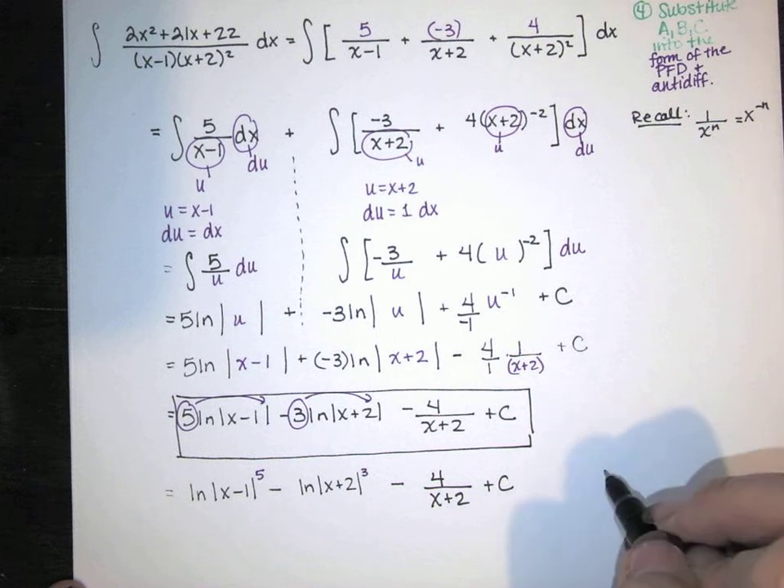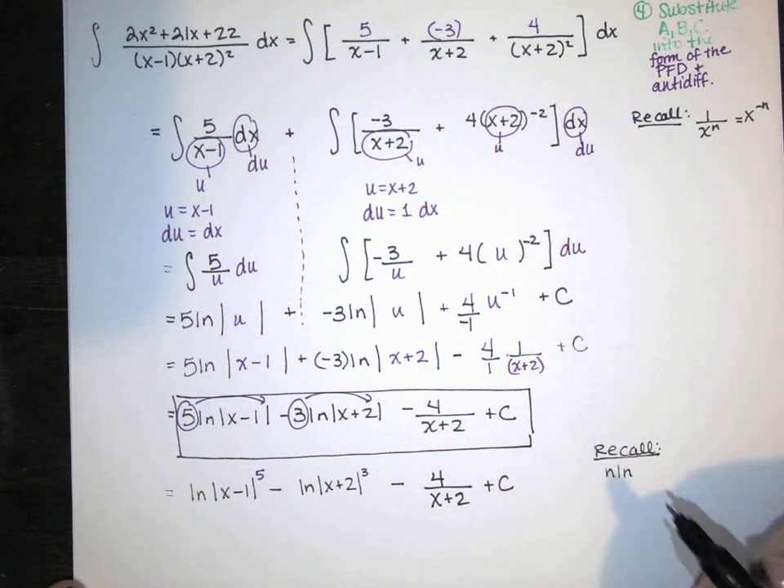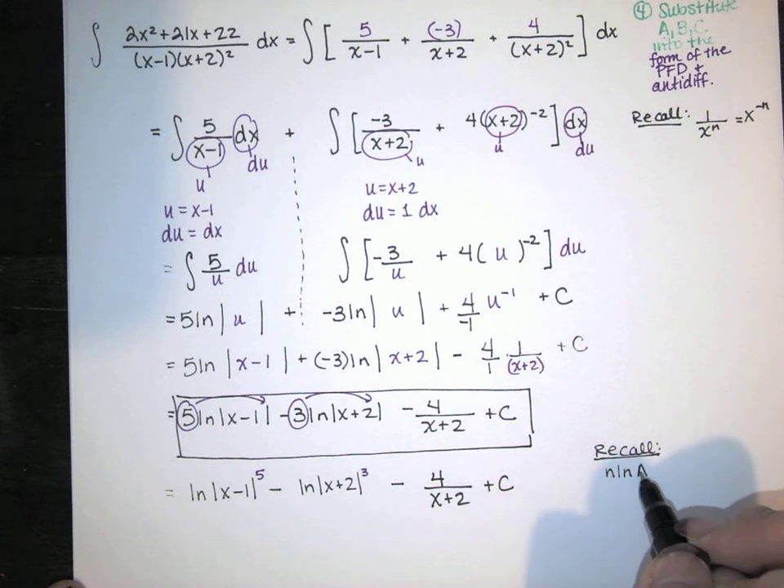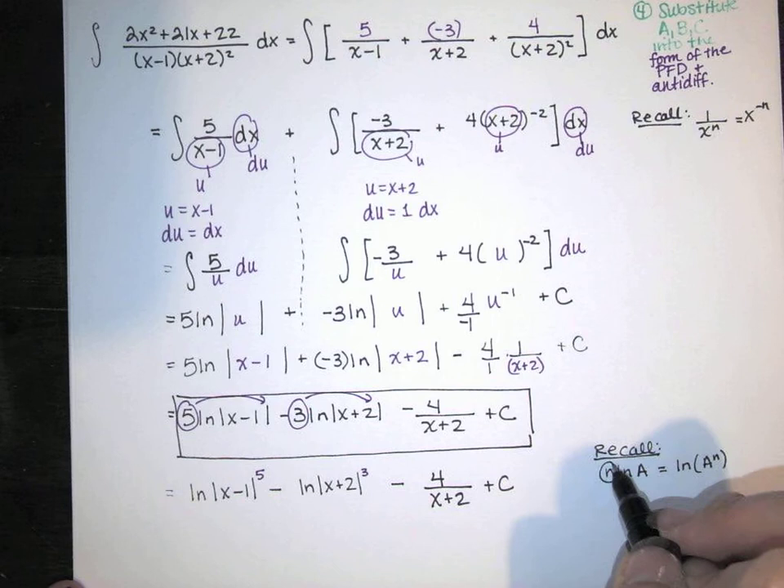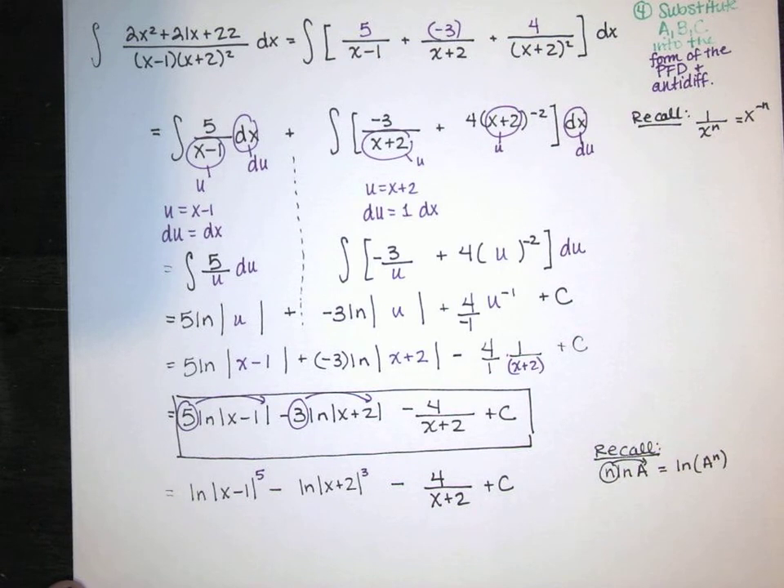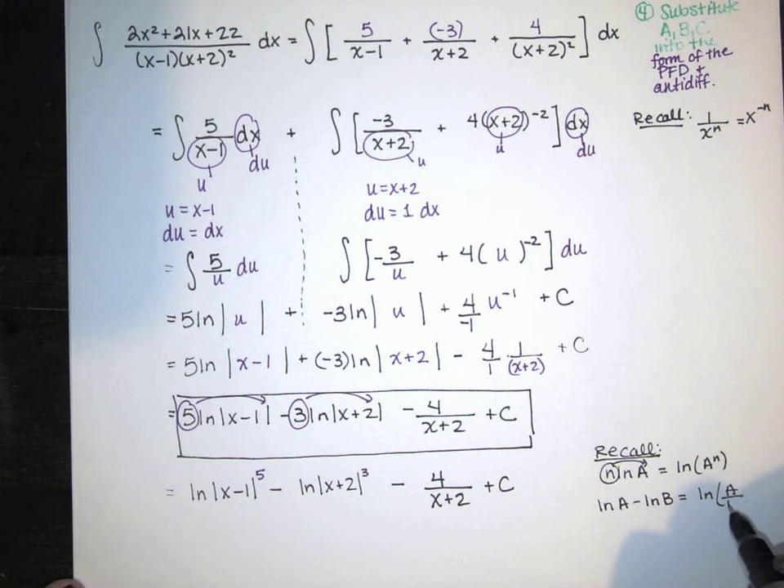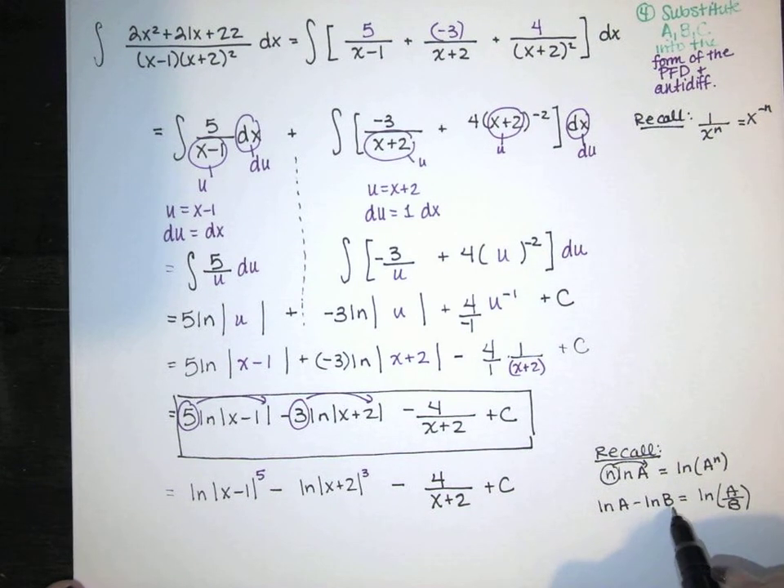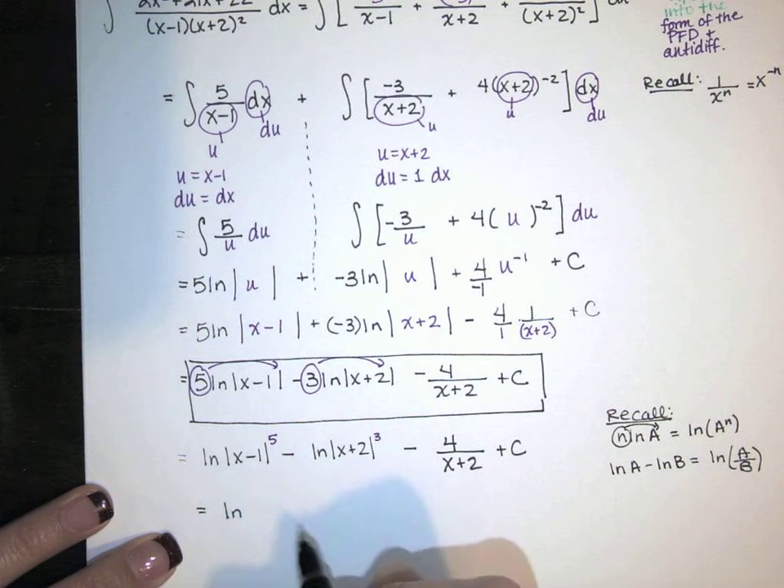And that's because I'm using this rule. If I have n times natural log of a, that's natural log of a to the n, you can bring that n inside and make it a power. And this is a difference of 2 logs now. Back in algebra you learned that log of a minus log of b is log of a over b. So that's my numerator and that's my denominator. So you might see the answer written like this.